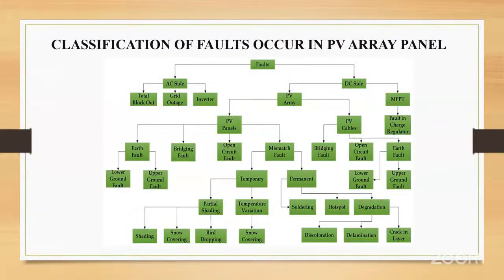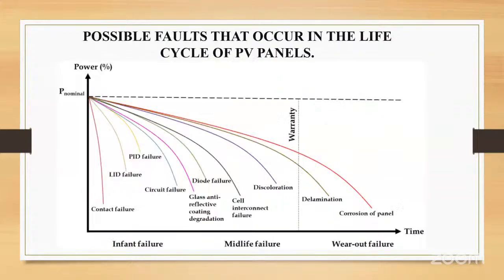And each and every PV array, we have PV panels, cables, all those things. These are all the various types of faults that occur in a PV array panel, which we never come across. And here, you can see these possible faults that occur in the life of a PV panel.